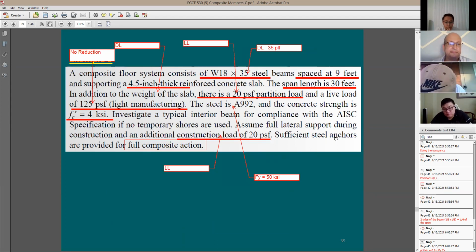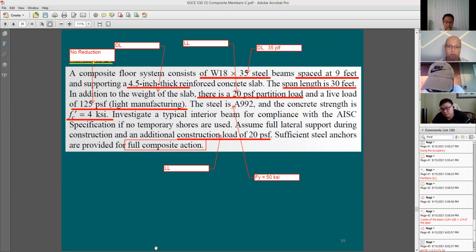Questions? Yeah, any questions? Deflection check is not now, it's coming. But absolutely, if you would like to complete your design, you need to have, of course, deflection check.